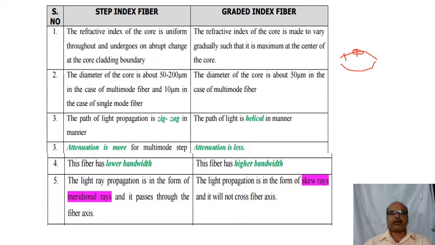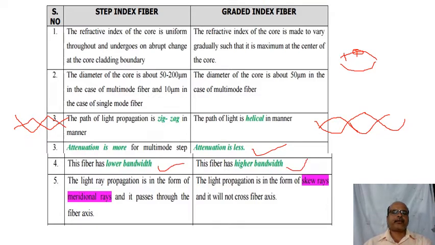The diameter of the core in step index is about 50 to 200 micrometer. In graded index, the diameter of the core is about 50 micrometer. In step index, ray path propagation is in a zigzag manner. In graded index, the ray path is helical or parabolic. So this is the ray path in a graded index fiber. In step index, attenuation is more, but in graded index, attenuation is less. Step index fiber has a lower bandwidth, while graded index has a higher bandwidth.